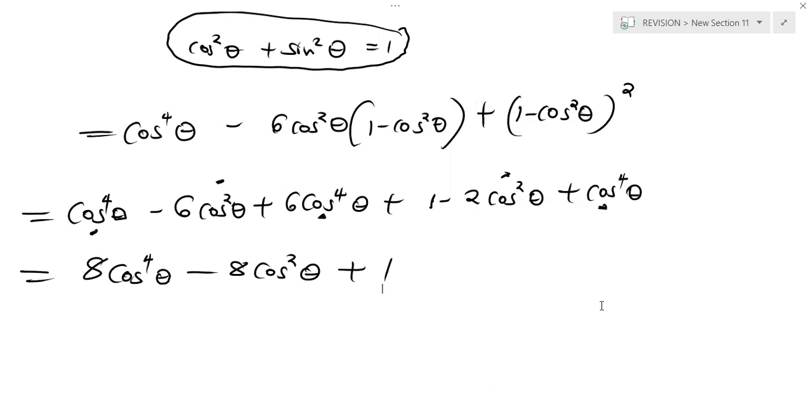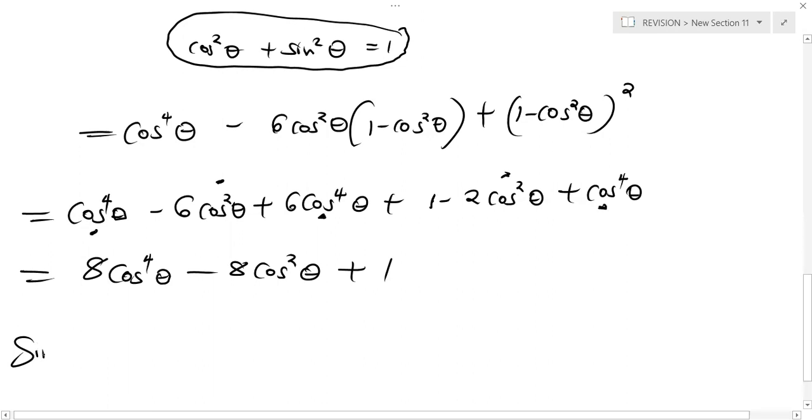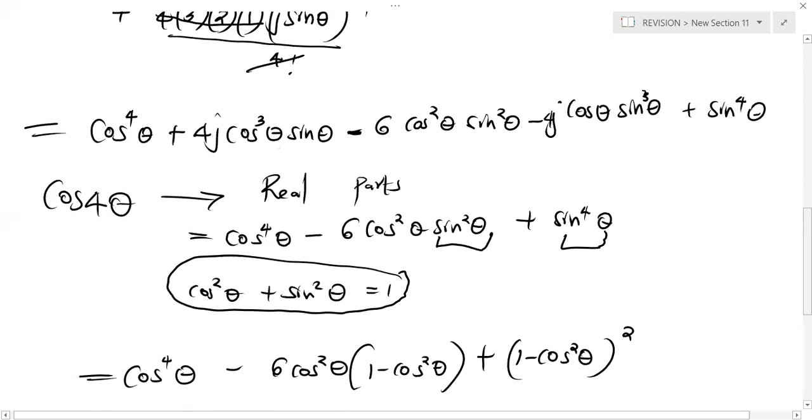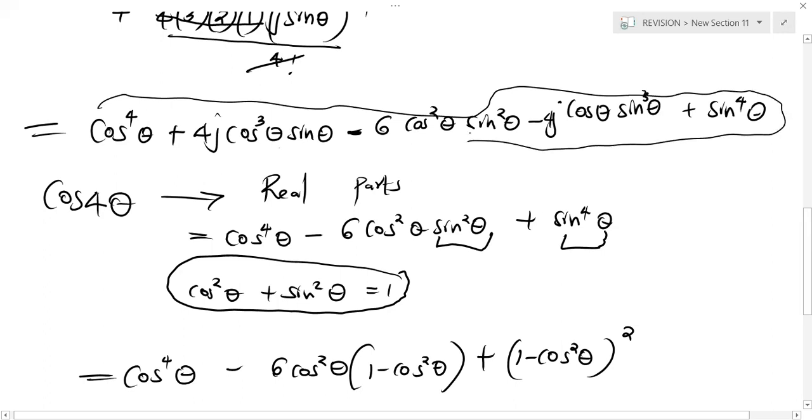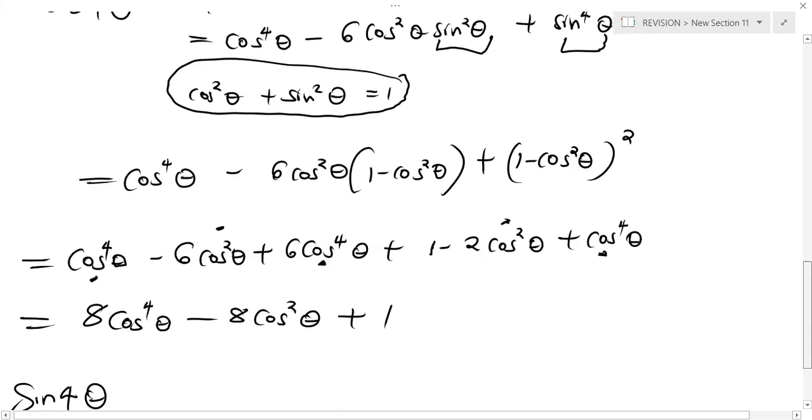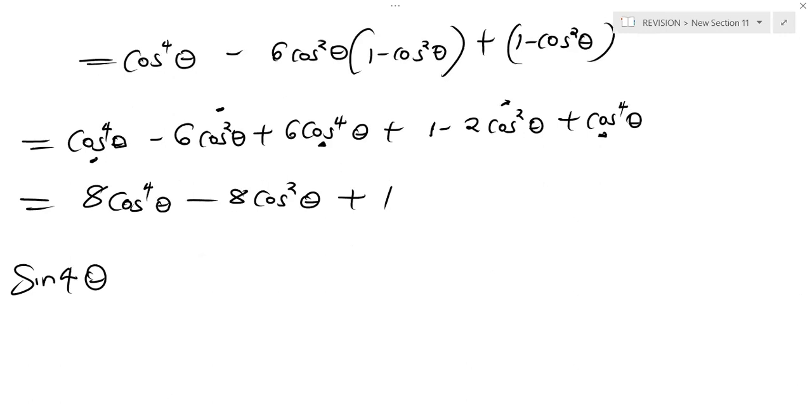And just in case you were told to get the expansion for sin 4θ, then we would come back to our expansion here and take the imaginary parts without taking the j, just take the imaginary parts. That is what will give you the expansion for sin 4θ.